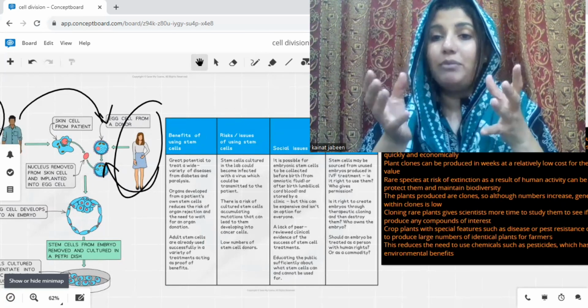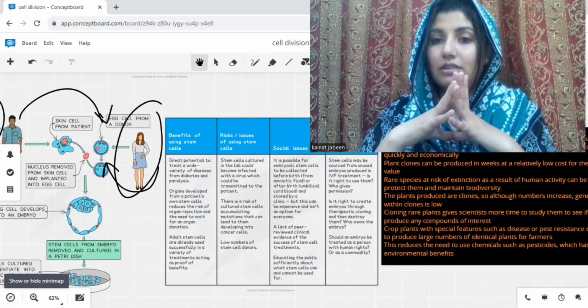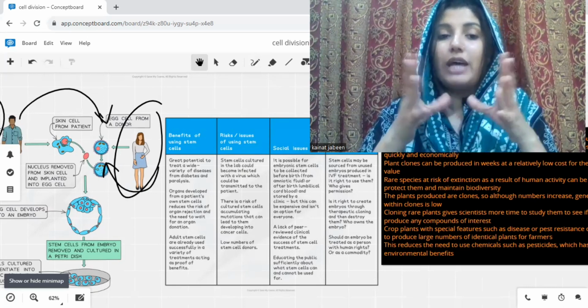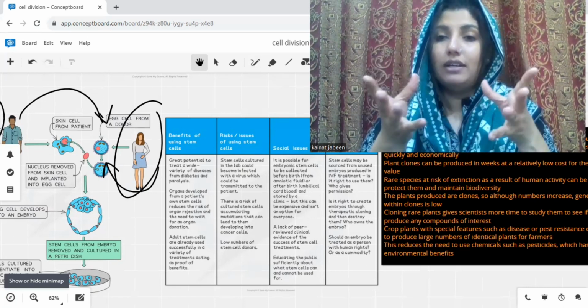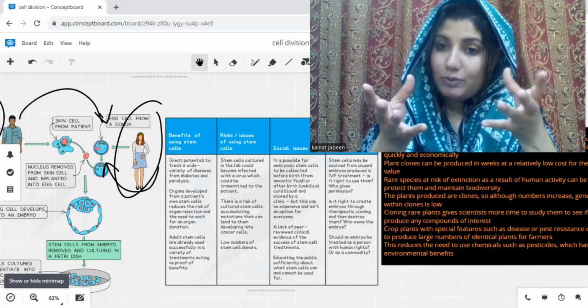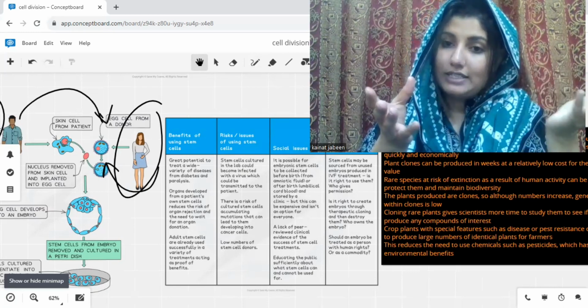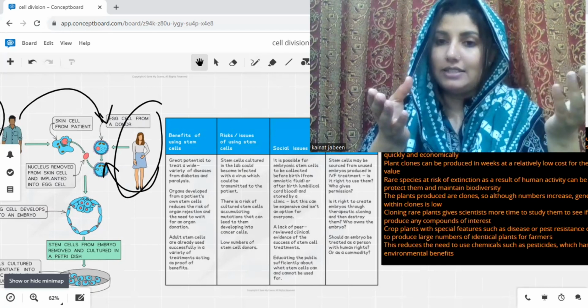Second, a mutation might happen during their growth. So that will cause what? That will cause a mutant cell that can produce a disease in the human, any disease.